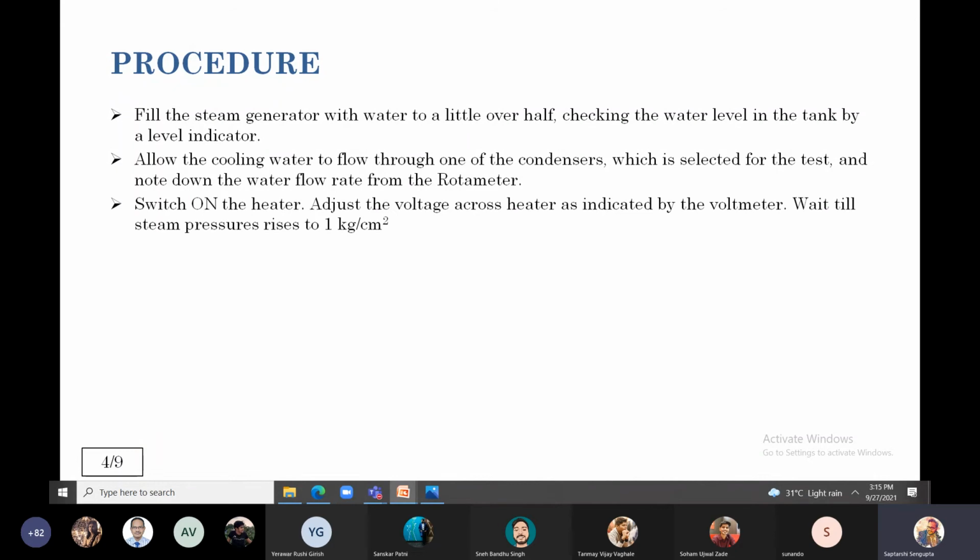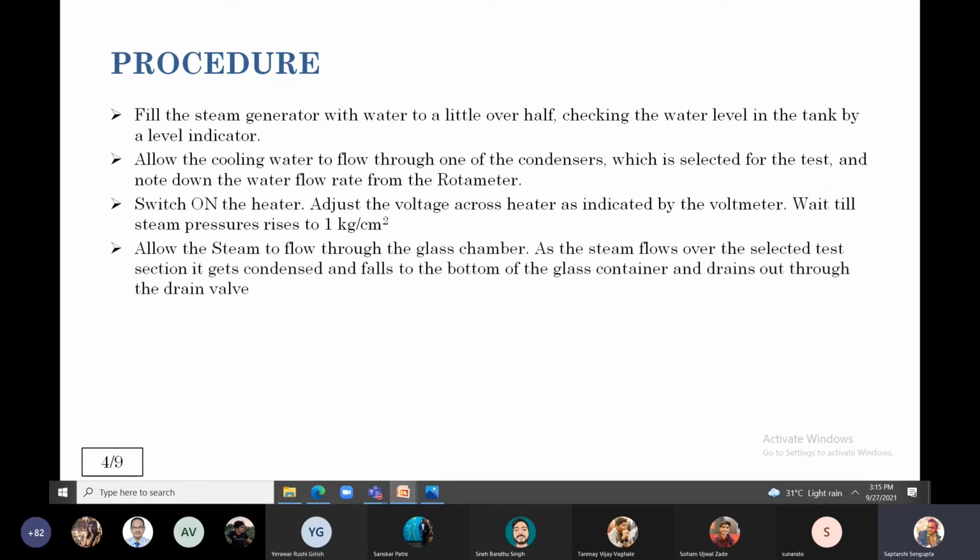And we also have a heater. We switch it on and then adjust the voltage using the voltmeter. I have already mentioned that the pressure must be regulated at around 1 kg per centimeter square. In some experiments it is also regulated at around 0.5 kg per centimeter square. So more or less it should remain constant. And then the steam is allowed to flow through the gas chamber. When the steam flows through the gas chamber, it comes in contact with the cooled surface of the condensing plate, and then the steam condenses into water droplets and falls down into the drainage valve, and it is drained out of the apparatus.